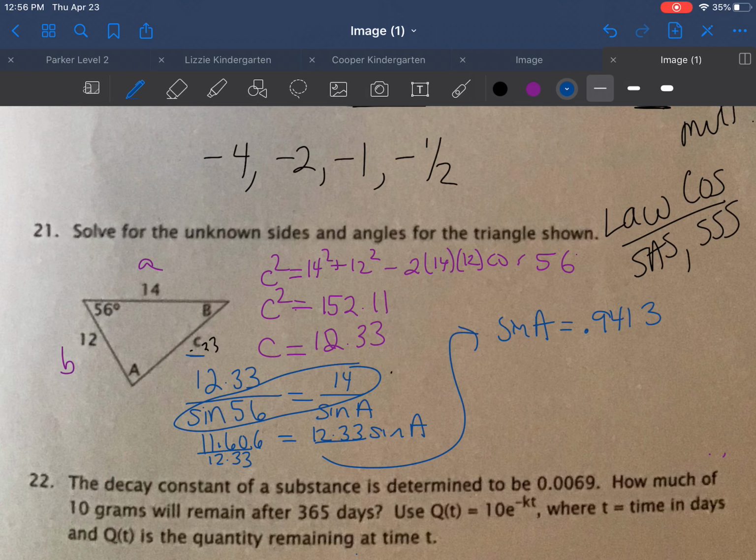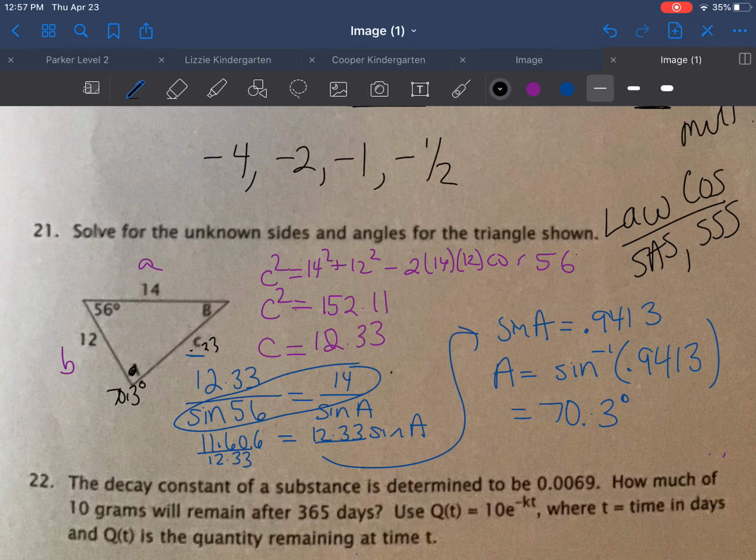That's where you do second sine on your calculator. So A is equal to sine inverse of 0.9413. Type that in. Again, make sure you're in degree mode because we want our answers in degrees. And we get 70.3 degrees. You get the idea. Okay, so we know over here that A is equal to 70.3 degrees.